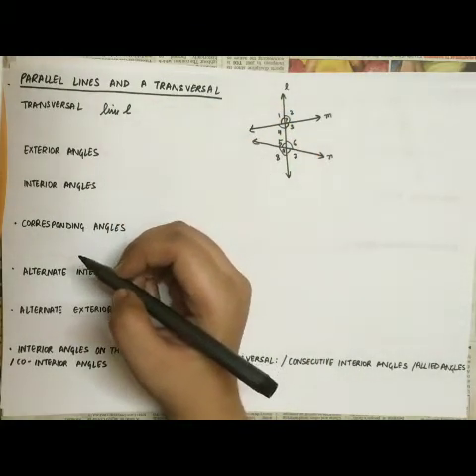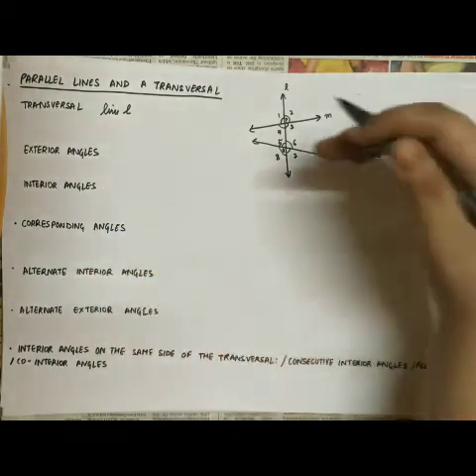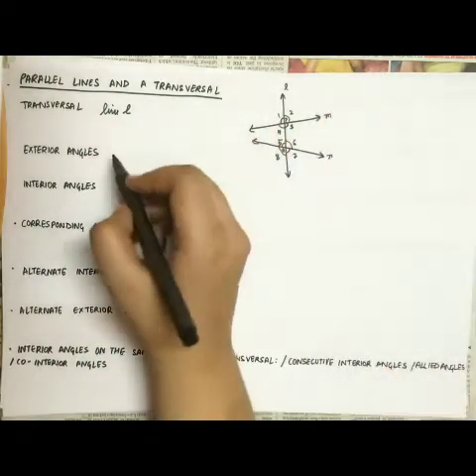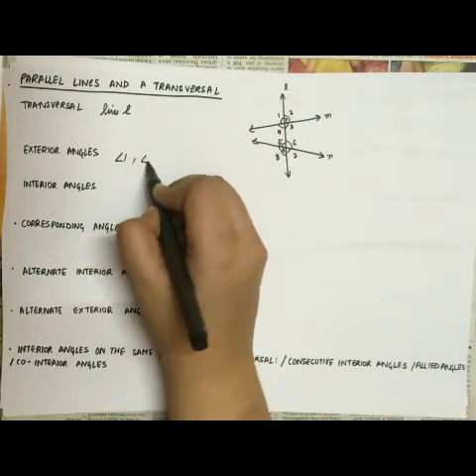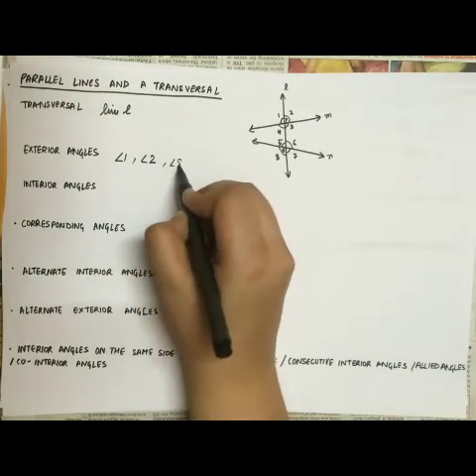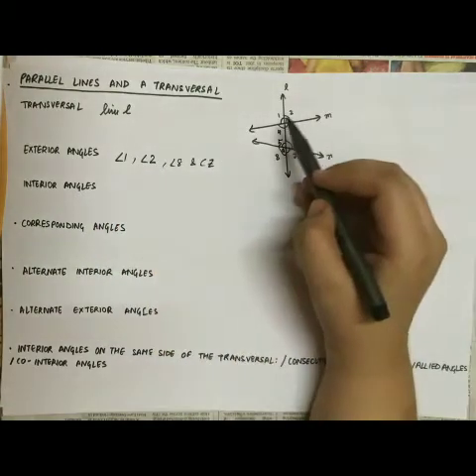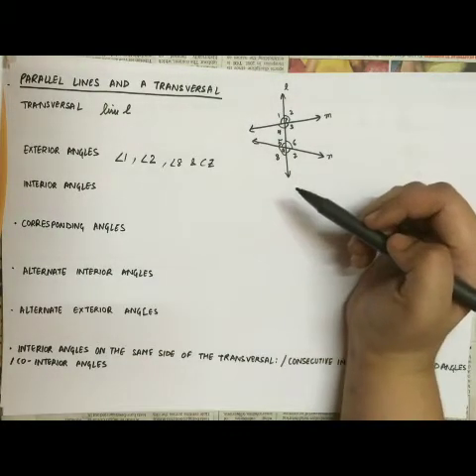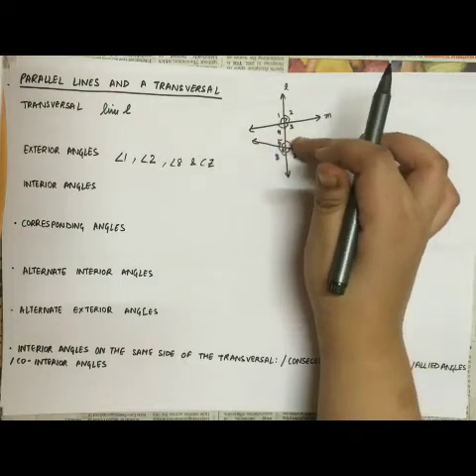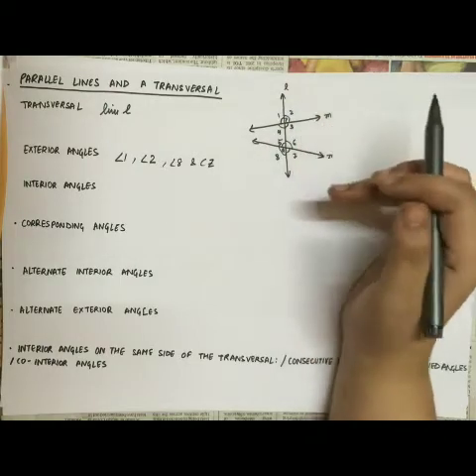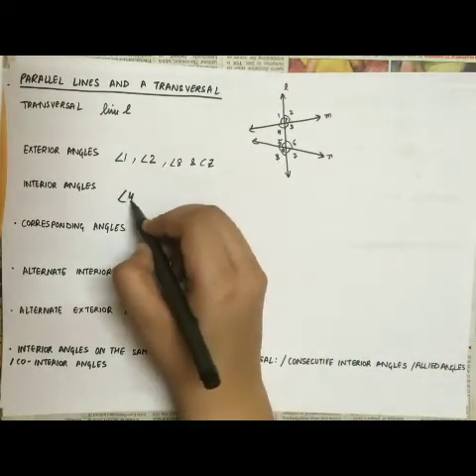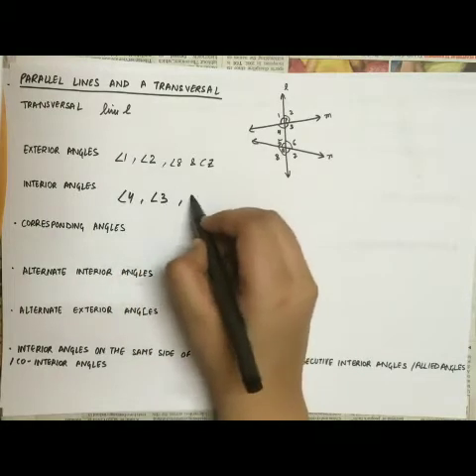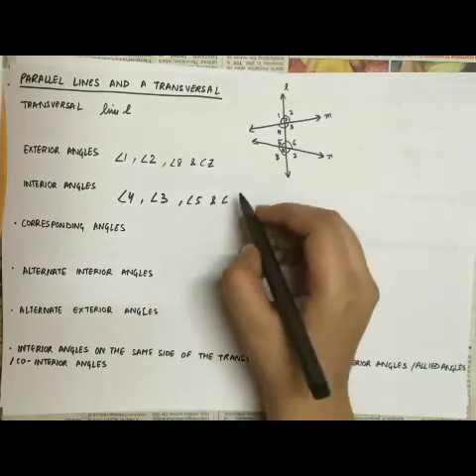Now what are exterior angles? Exterior angles are those which are exterior, which are angle 1, angle 2, angle 8 and angle 7. These are exterior angles. Now interior angles. Interior angles are those within the lines, which are angle 4, angle 3, angle 5 and angle 6.